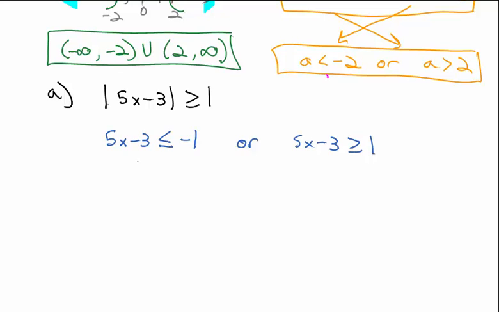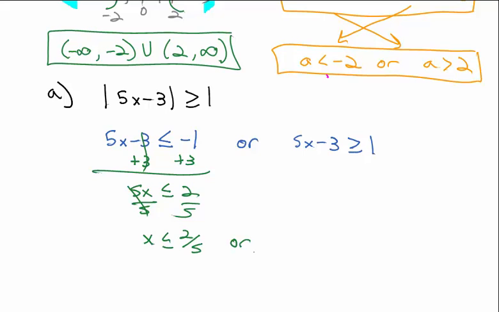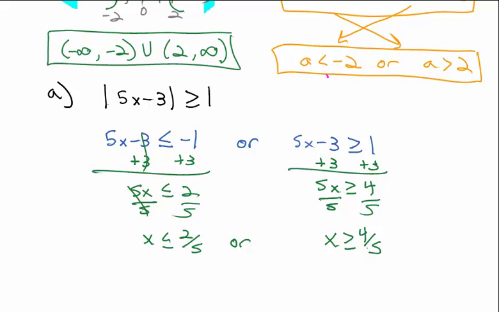And we'll solve both of these. By adding 3, we get 5x is less than or equal to 2. Dividing by 5, x is less than or equal to 2/5. Or, solving the other equation by adding 3, we get 5x is greater than or equal to 4. Dividing by 5, we get x is greater than or equal to 4/5.